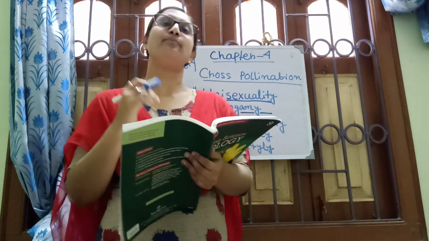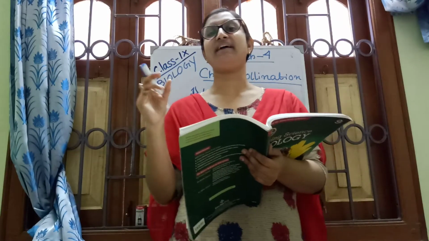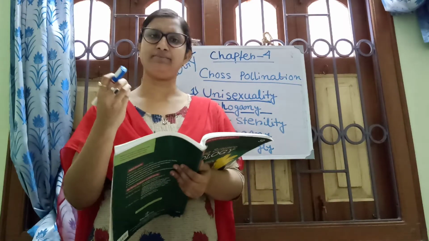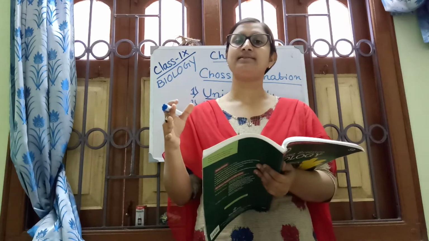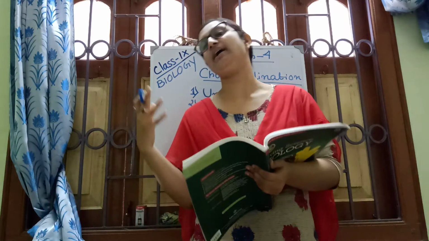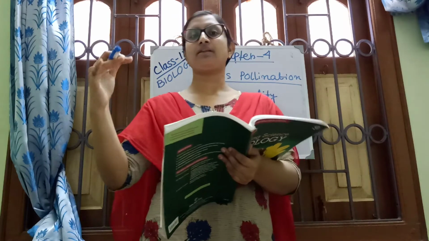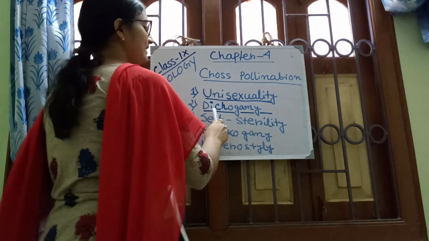There are two terms, protoandry and protogyny. Proto means first, and andry means male reproductive parts. When the male reproductive part matures earlier than the female, this is called protoandry. In protogyny, proto means first and gyne means female; when the female reproductive part matures earlier than the male, this is called protogyny. They are included in dichogamy.